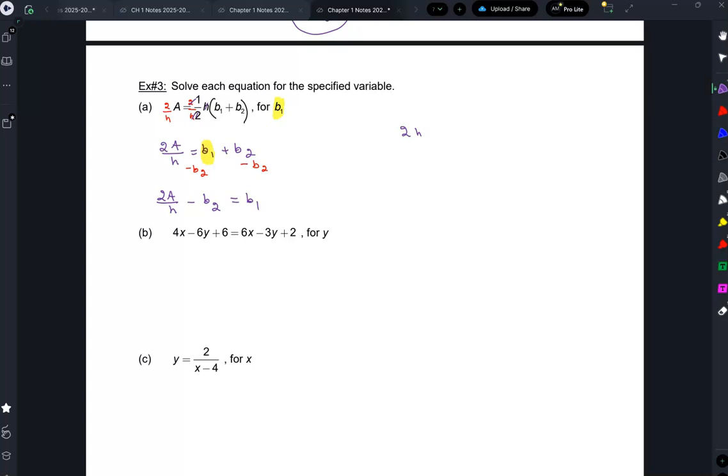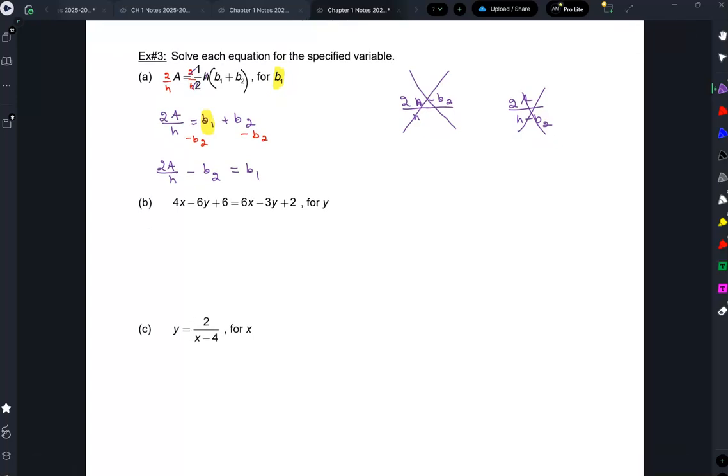Make sure you don't do 2a over h minus b2 like this, that's wrong, right? It's the whole thing minus b2. So when you combine both the 2 and h, you'll have to do that. Because half h would have been the same as h over 2, and then you would have multiplied by 2 over h. Okay? Yeah, you can do it in one step.